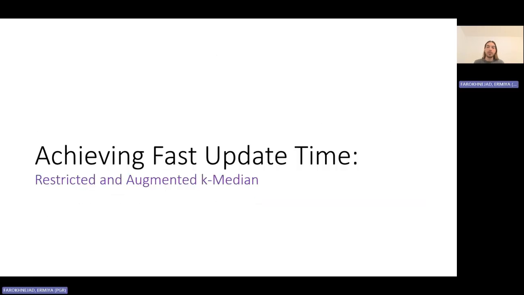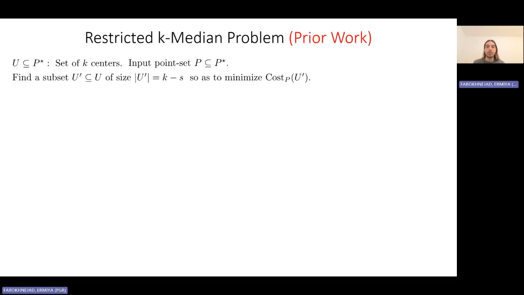And finally, let me talk about how to get fast update time for the algorithm. In order to do this, we need 2 subproblems that we first have to solve. One of these subproblems comes from previous work, and the other one is our contribution. So let's start with restricted k-median.